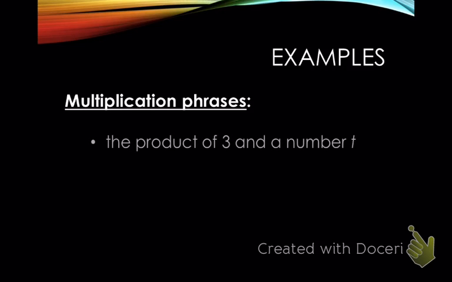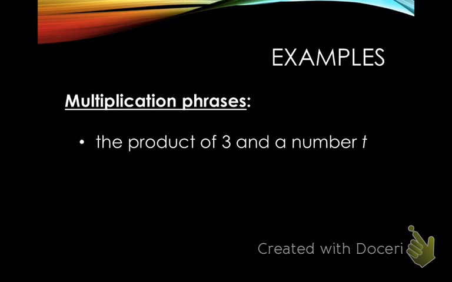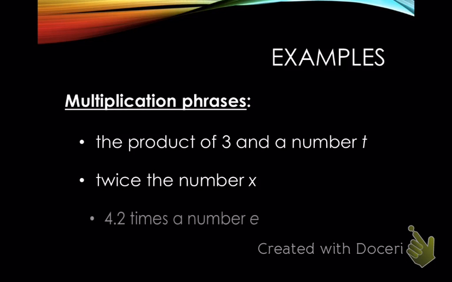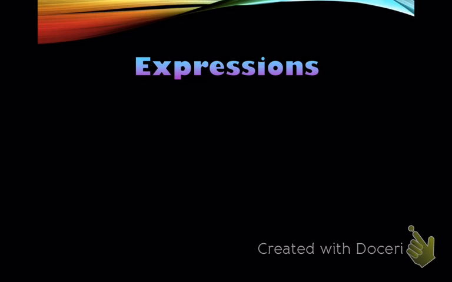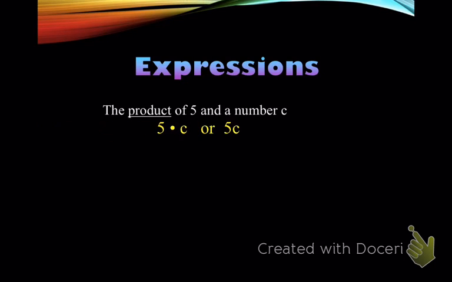Multiplication phrases. The product of 3 and a number t. That just means 3 times t. Twice the number x, that's 2x. And 4.2 times the number e, that's just 4.2e. And finally, the product of 5 and a number c. Remember, product means multiply. That means it's going to be 5 times c, or we can also write it just next to it, which means multiply, so 5c.